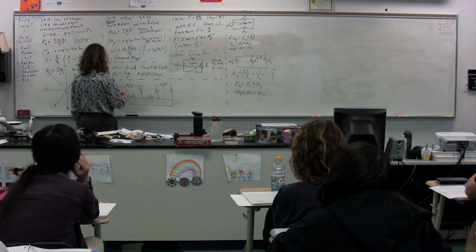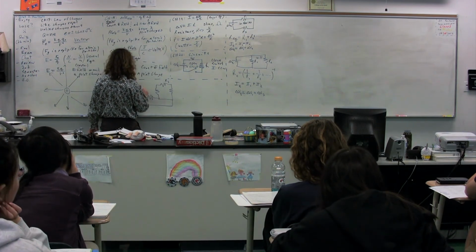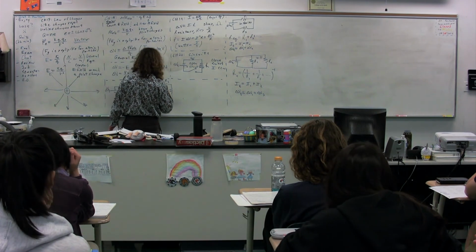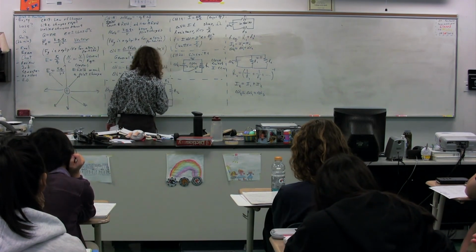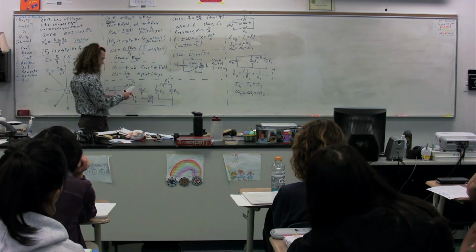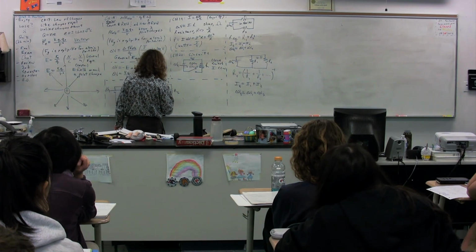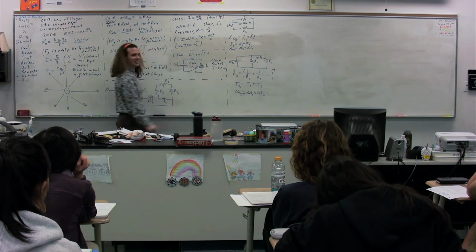So we have our terminal voltage. We have resistor 1, resistor 2, resistor 3, resistor 4, resistor 5, resistor 6. This is going to be resistor 7 and resistor 8. Oh, I'm sorry, I missed one. Resistor 9. Okay, I feel better.